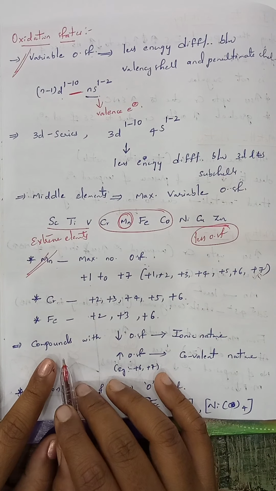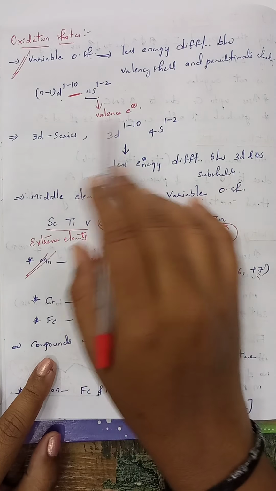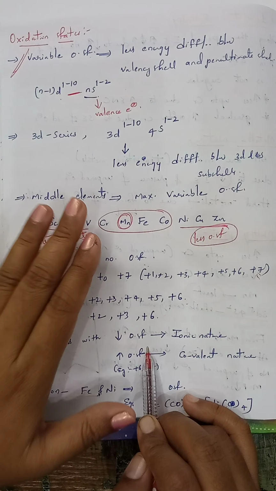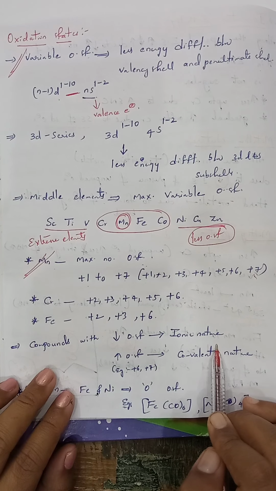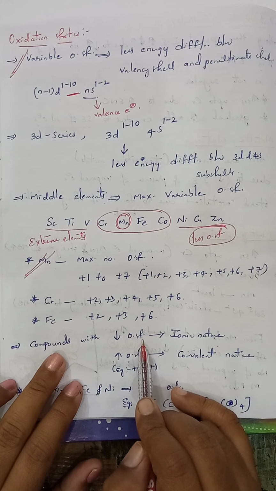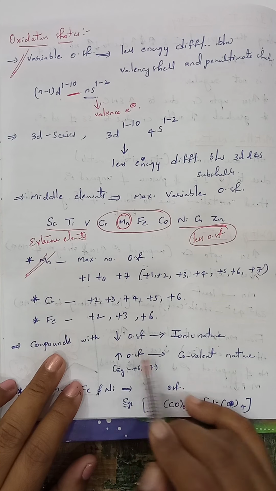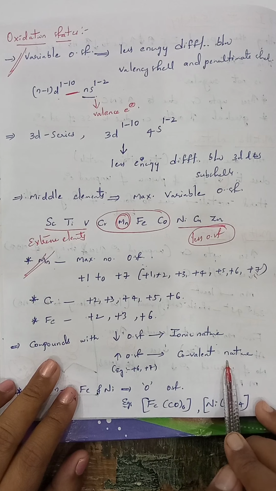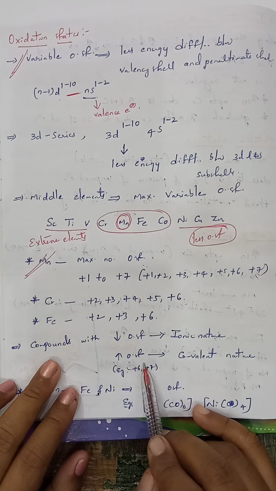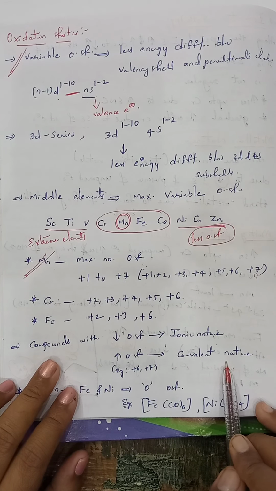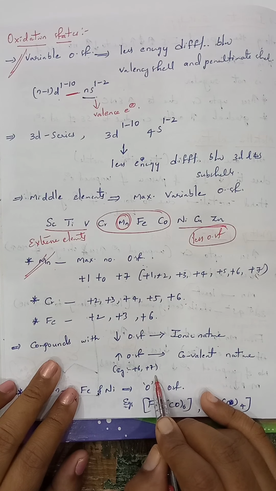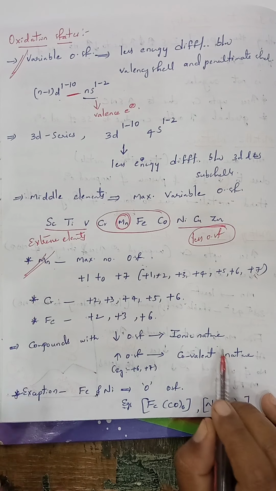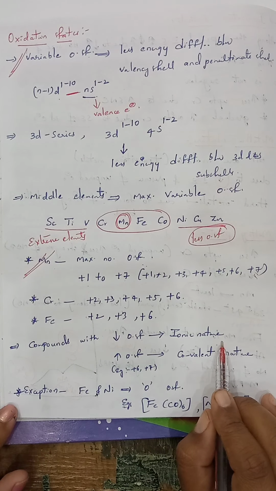Now we'll move on to the compounds formed by these oxidation states. Compounds with low oxidation states formed by 3d series elements are ionic in nature. Compounds with high oxidation states are covalent in nature. Remember, for example, +6 and +7 oxidation state compounds are covalent in nature. Compounds formed in lower positive oxidation states are ionic in nature.